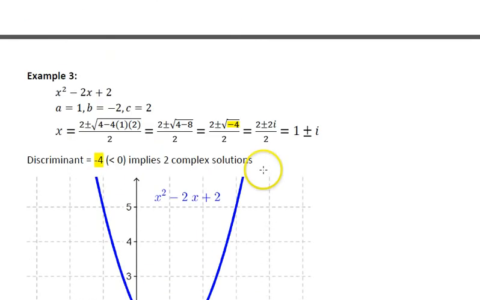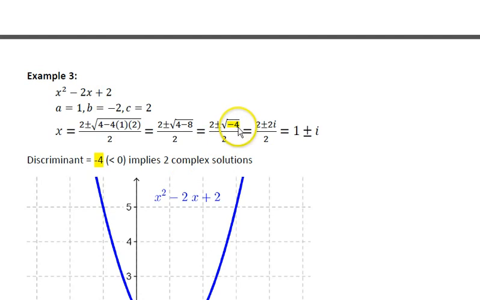The last example, x squared minus 2x plus 2. A is 1, b is negative 2, c is 2. Substituting these values into the quadratic formula and being very careful, we notice here that we're going to end up with the square root of 4 minus 8, which is the square root of negative 4. So the discriminant, negative 4, is less than 0. We'll have two complex solutions.